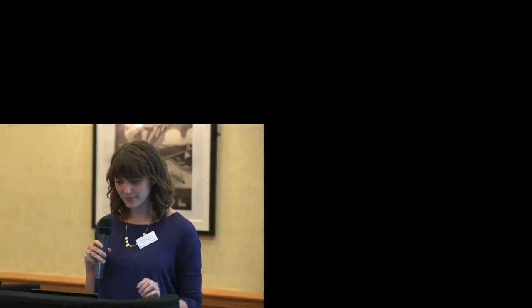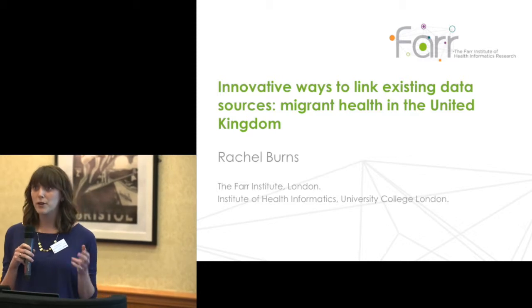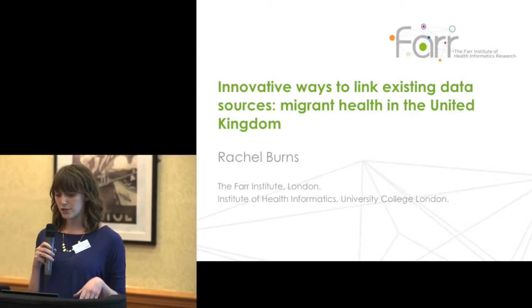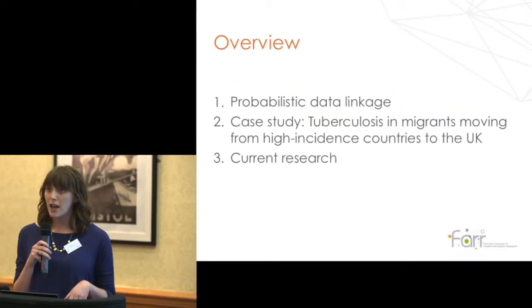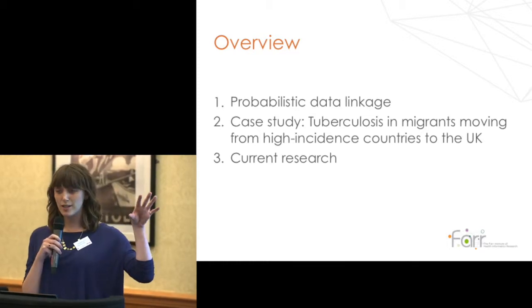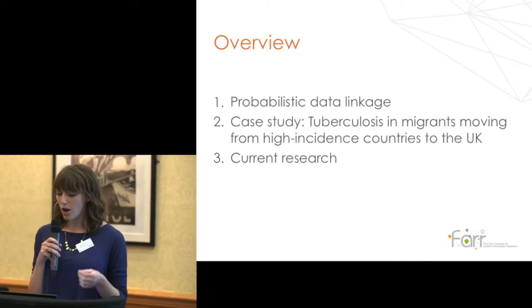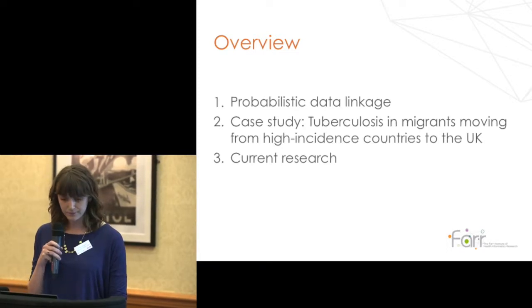So I'm going to be talking a little bit about innovative ways to link existing data sources, with a focus here on migrant health in the UK. I'm going to start talking about a few different methods of data linkage, with a focus on probabilistic data linkage. Then I'll go into a case study which examined tuberculosis in migrants moving from high incidence countries into the UK. And lastly, the implications of these methods on our current research.